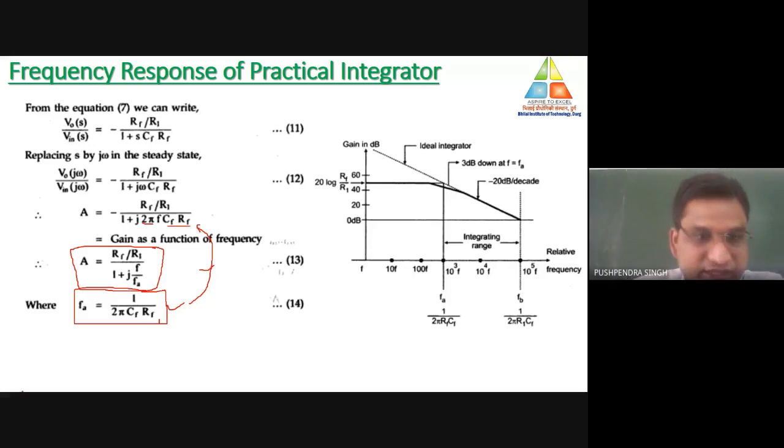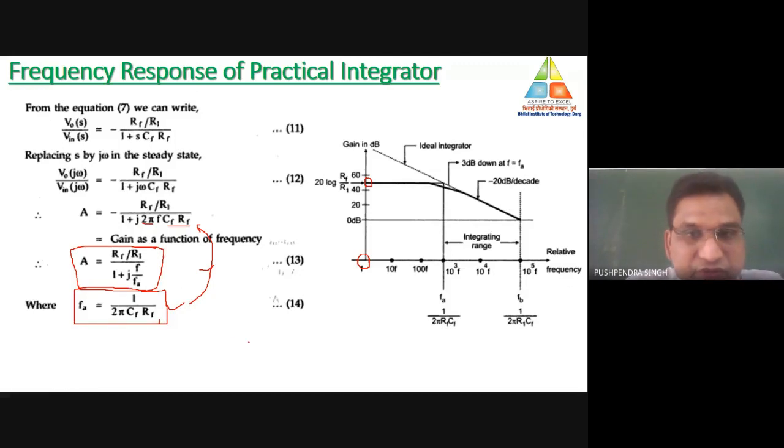So initially, when this term is equal to 0, the frequency is minimum. On that condition, if this term is equal to 0, what is the value of gain? Gain is equal to RF by R1. So for minimum frequency, the gain only depends on the values of RF and R1. Both are constant terms, so the value of gain will also be constant. The gain does not depend on the frequency initially.